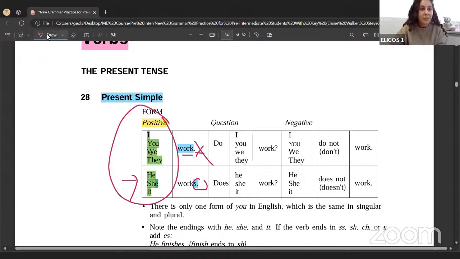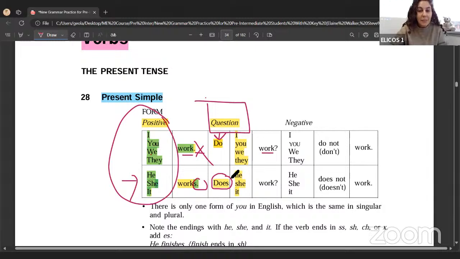Now, to make a question, I need to use the verb do for I, you, we, they, or start my sentence with does for he, she, it. Only for he, she, it, you have to remember to say does. For the question, you start with do. For example, do you work in the city? I'm asking now, in your life, do you work in the city? Do you speak Spanish? Do you play a sport?